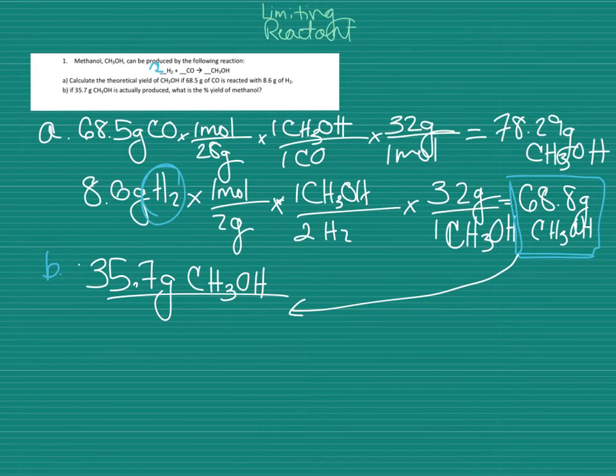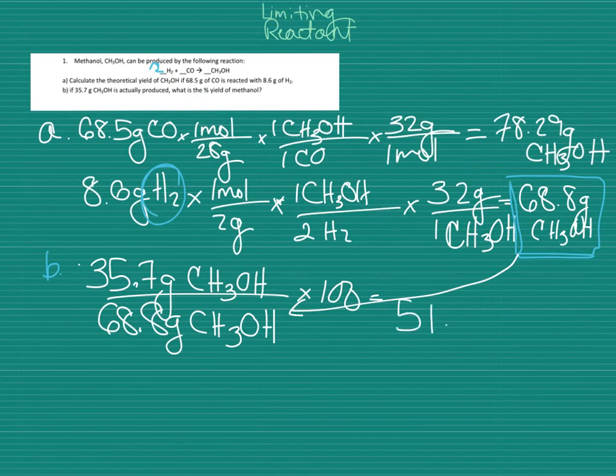So it's the smaller of the two numbers because that's the one that's going to run out first. We'll run out of hydrogen, and then once you've run out of hydrogen, it doesn't matter that there's more carbon monoxide. You can't do anything with it because you don't have hydrogen. So we'll put this here, 68.8. And then multiply by 100 to get percent, which is usually not a step that I write, but I'll do it here. And so you divide those and you get 51.89% yield.